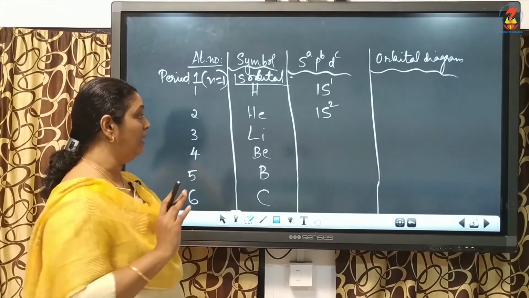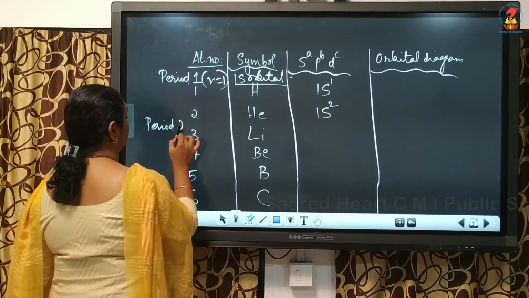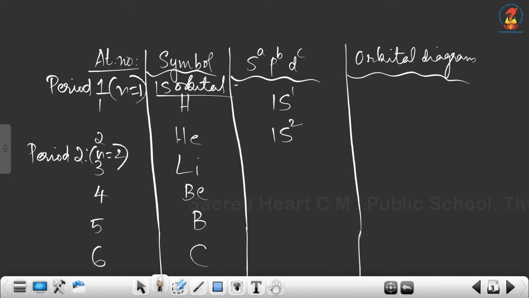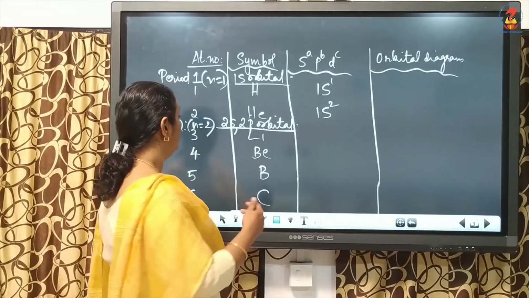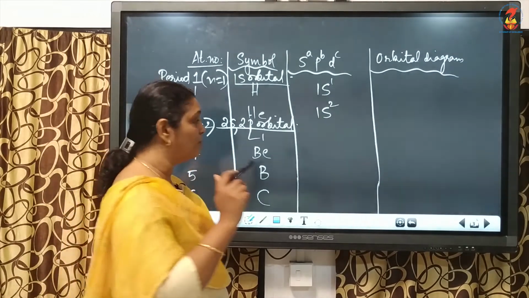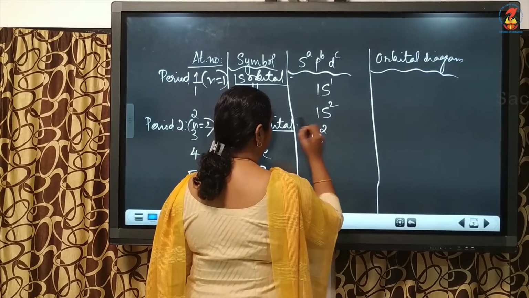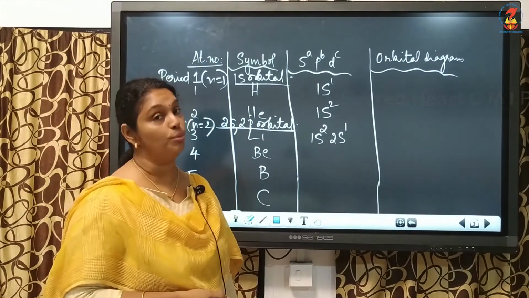Now we move to the next period. So in the next period we have period 2, where we have n is equal to 2, and in period 2 we have 2s and 2p orbitals getting filled. Okay, because 1s is completed, only 2 electrons can be placed in one orbital. Now 2s and 2p is getting filled. So how will you write the configuration of lithium? Lithium, we have 3 electrons. So 3 electrons, first 2 electrons are in 1s2 and the third electron will go to 2s orbital. So the configuration is 1s2, 2s1.